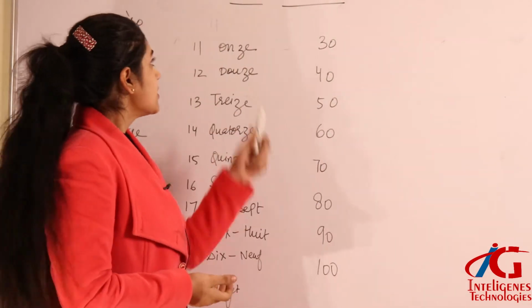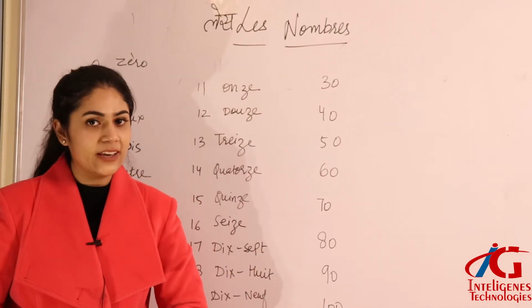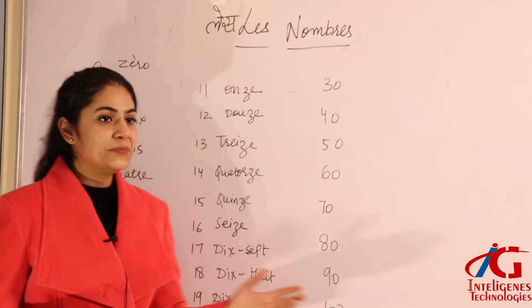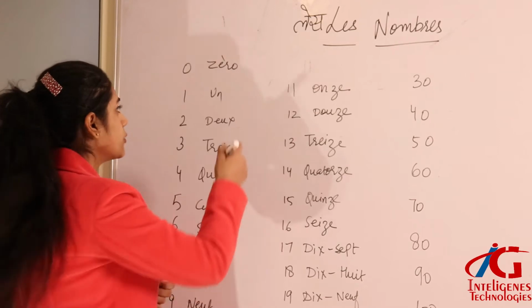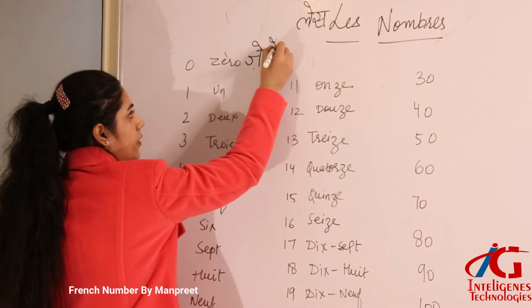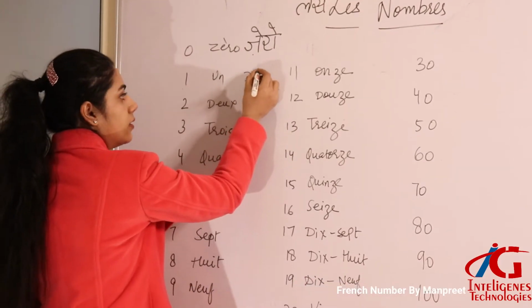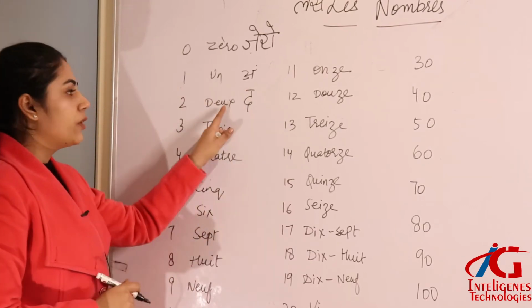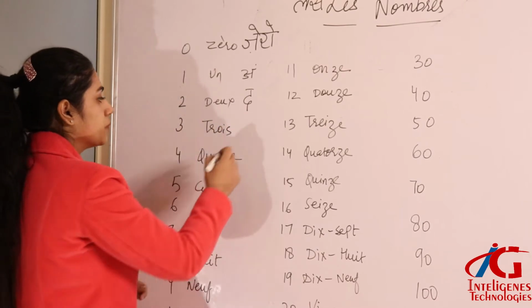So in today's class we are going to learn the numbers, which is les nombres in French, from 1 to 100. Let's begin. So 0 is zéro, so it should be Z. This is the correct pronunciation, zéro. 1 is un, 2 is deux. You do not have to pronounce X over here, it's deux. So 0, 1, 2, 3.